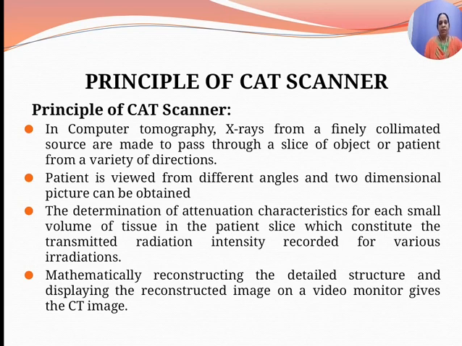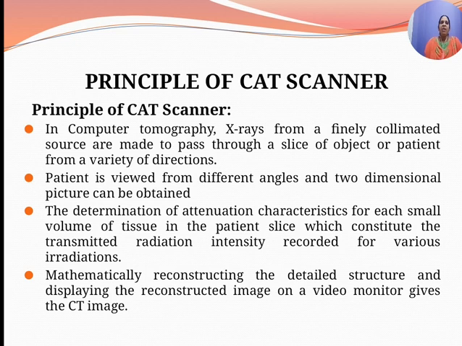Principle of CAT scanners. In computer axial tomography, or simply CT, computer tomography, X-rays from a finely collimated source are made to pass through a slice of the object or the patient from a variety of directions. The patient is viewed from different angles and two-dimensional pictures can be obtained.